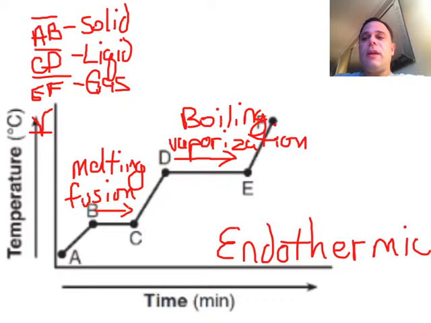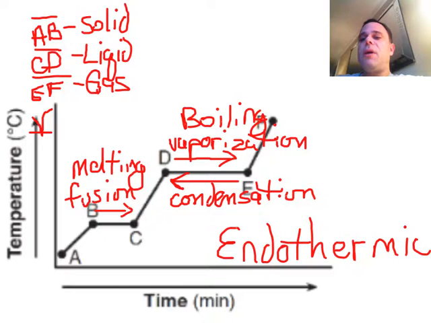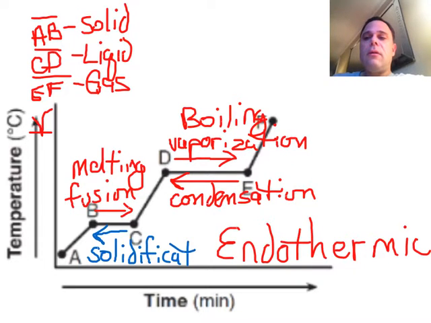And now let's reverse it. If we go from E to D, we could say that that is condensation. And let me change the color of the pen so you could see from C to B what that is. When we go from C to B, we could say that that's solidification because it's becoming a solid. Solidification. And we could also call that freezing.